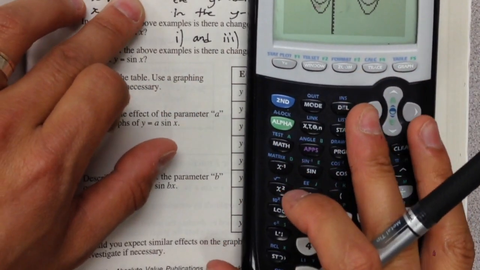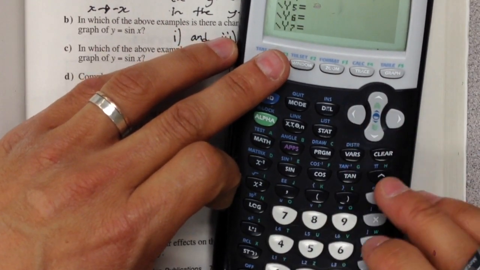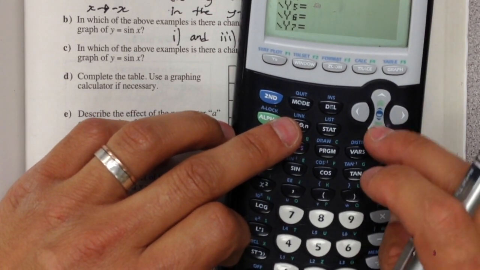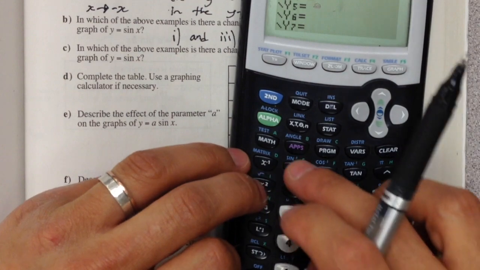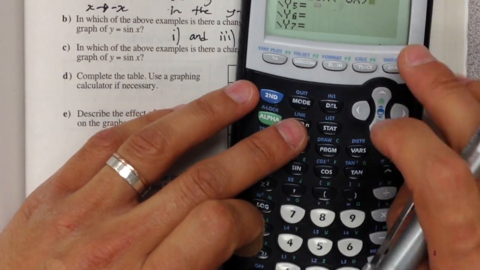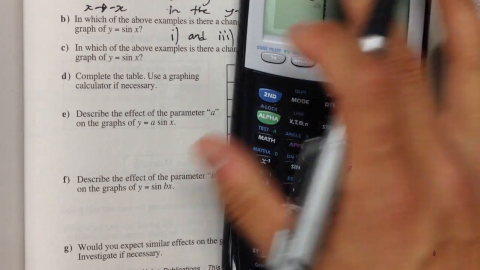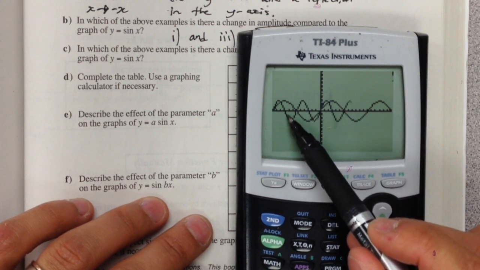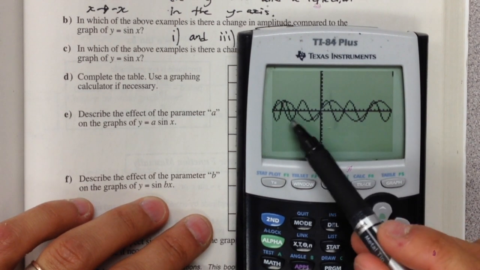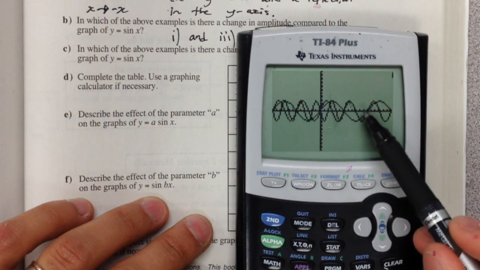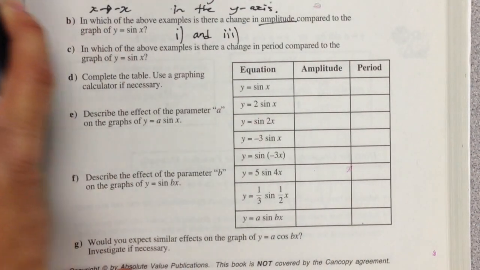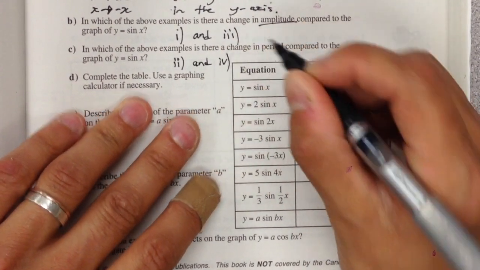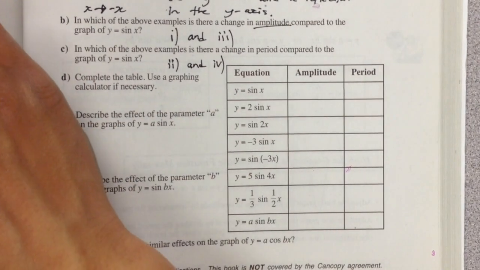But if we graph sine 2x and sine -3x, so here's my original function, and my other functions are coming in. Now we're seeing that they're actually crossing at different points of the x-axis. So here's the third one. And so graphs 2 and 4 have a change in period compared to the graph of y equals sine of x.